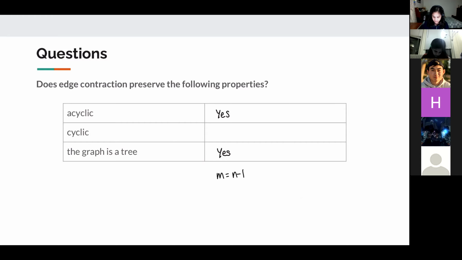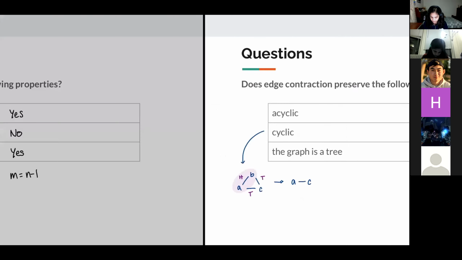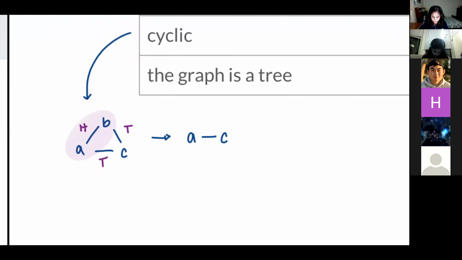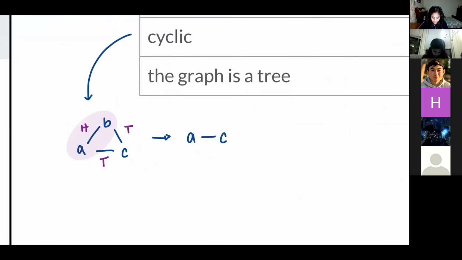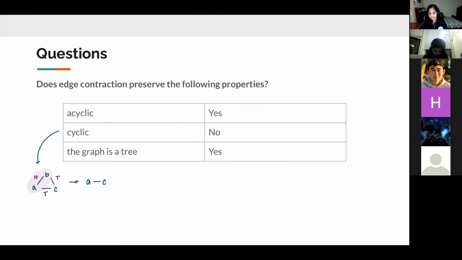For cyclic, it's actually no. And here is a little counterexample for why. If we had a graph that was a cycle and we contracted one of the edges, then you're just going to end up with a graph that's just one edge. It's kind of sad, a lonely graph, but yeah.